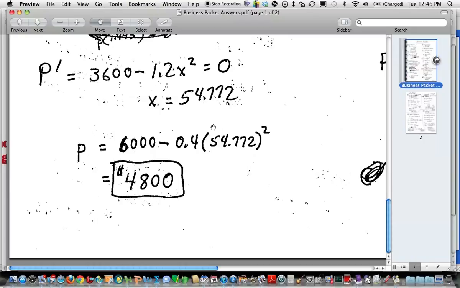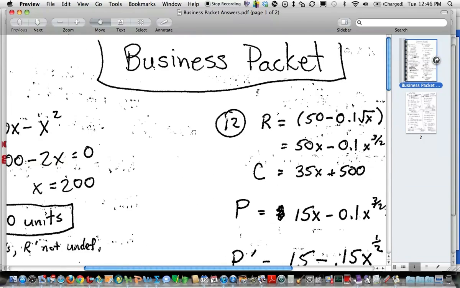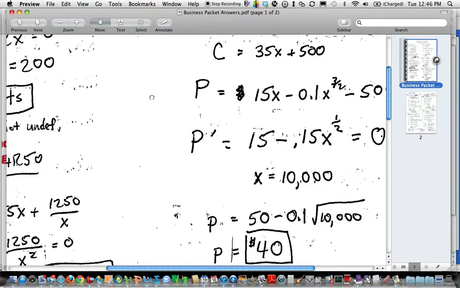If they just want to know how many units should we make, then yes, we probably should have taken 54 and 55 and plugged those into the profit and seen which one was the max. All right, number 12, same thing.